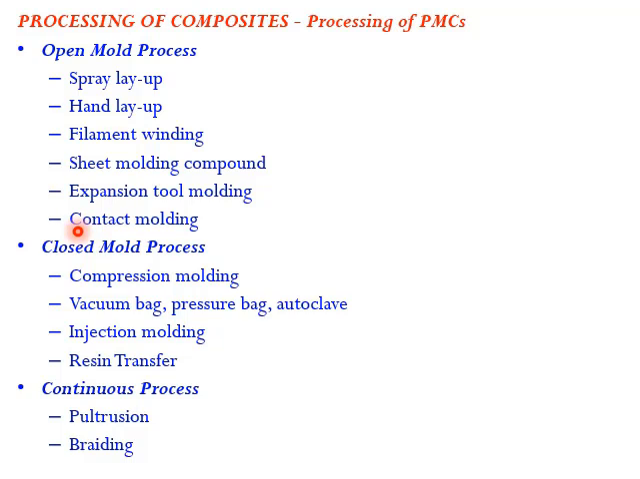In order to eliminate the disadvantages associated with the open mold, we go with the closed mold process, where a few disadvantages are eliminated and we get a few advantages. Examples of closed mold processes are compression molding, vacuum bag molding, pressure bag molding, autoclave, injection molding, and resin transfer molding, which we can also call RTM, the resin transfer mold process.